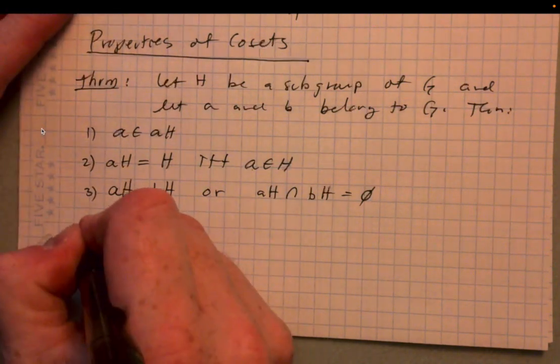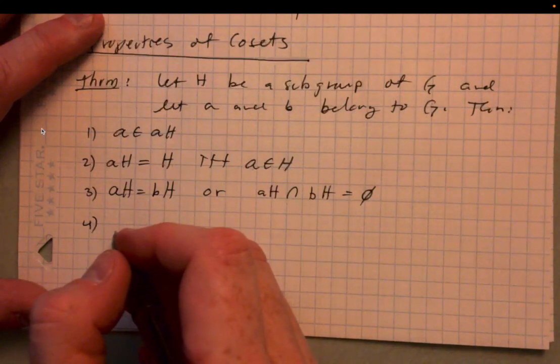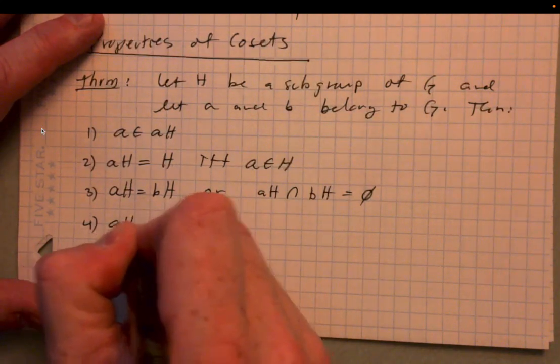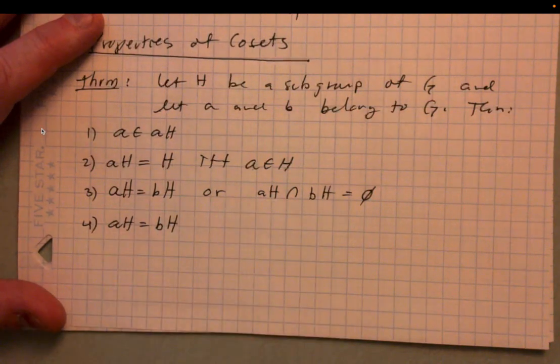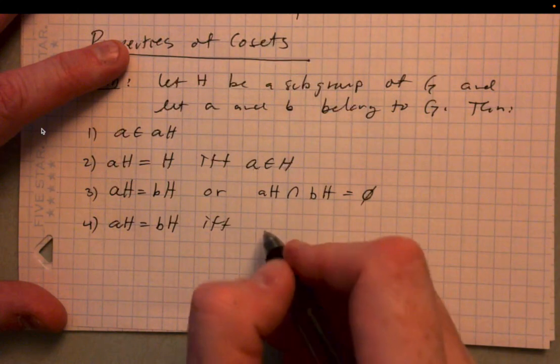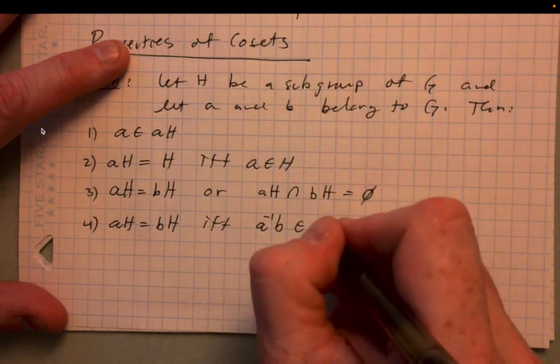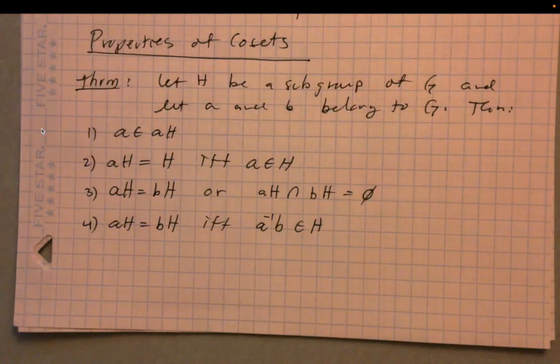All right, number 4. Number 4 says that AH equals BH if and only if A inverse B is an element of H. Okay, we'll see why that works in a moment as well.